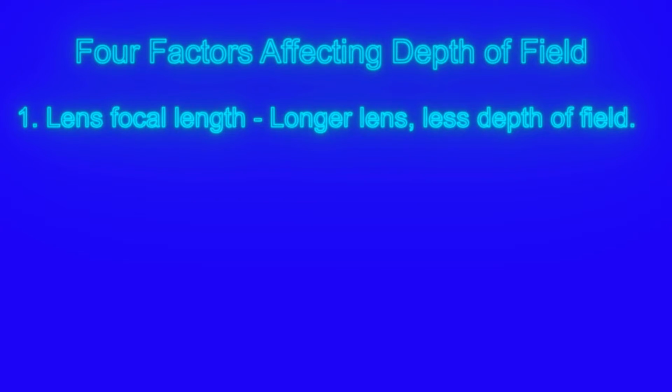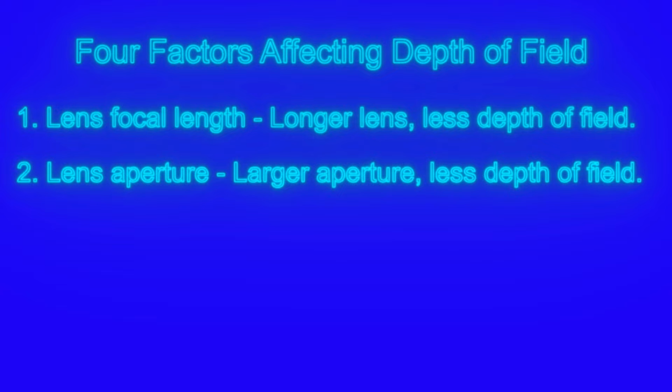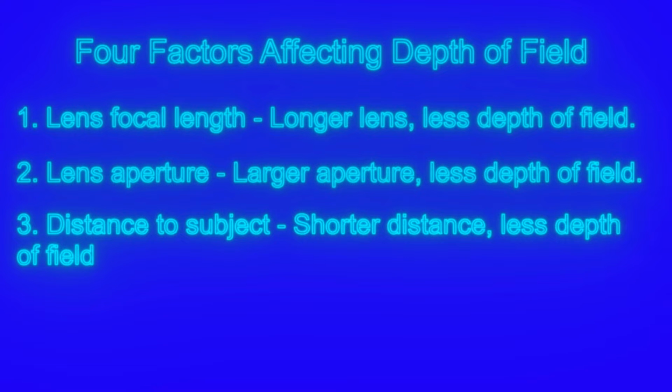There are 4 factors affecting depth of field. The first is the lens focal length. The longer the lens, the less depth of field. The second factor is the lens aperture. The larger the aperture, the less depth of field that you get. The third factor is the distance to the subject.